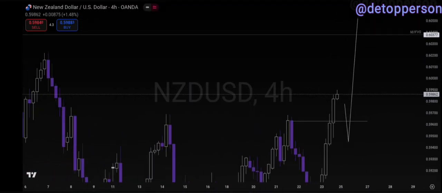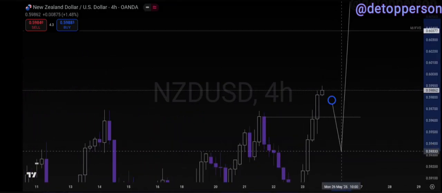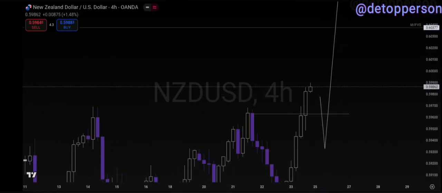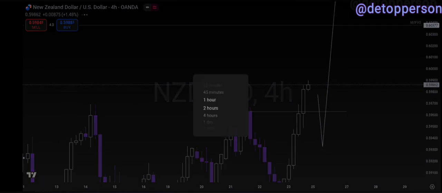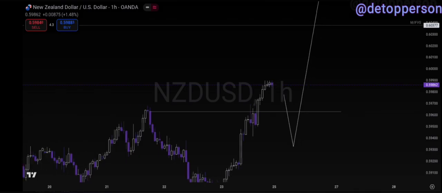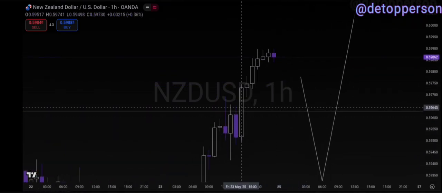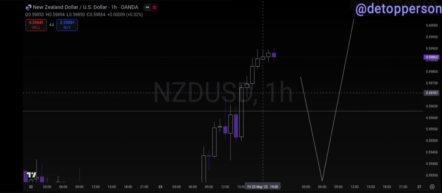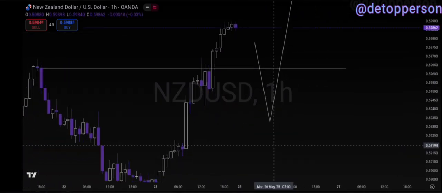Guys, you actually want to be patient for your setup to form. Price might as well come into this zone. Let's see if it will. If it doesn't, we'll go on to the 1 hour time frame, or the market might start reacting from this 1 hour fair value gap right here. But whatever it is, guys, we actually want to be patient. It will be nice for price to come into this fair value gap right here.